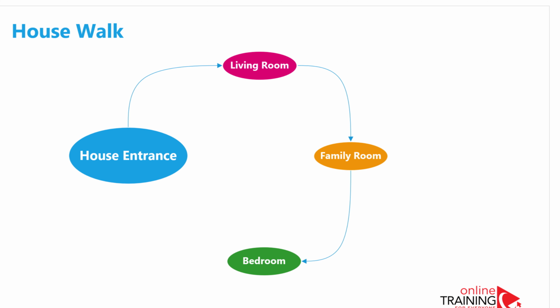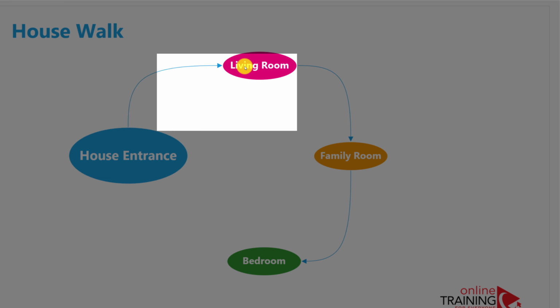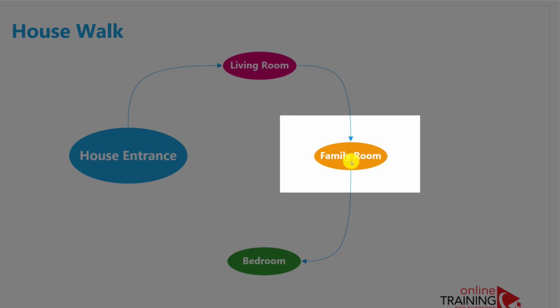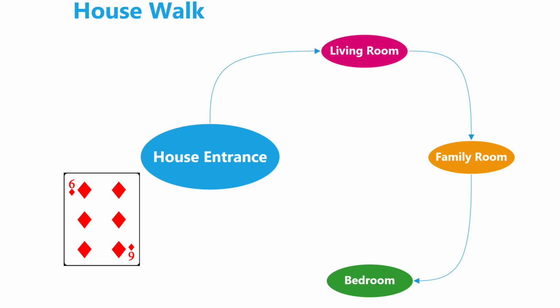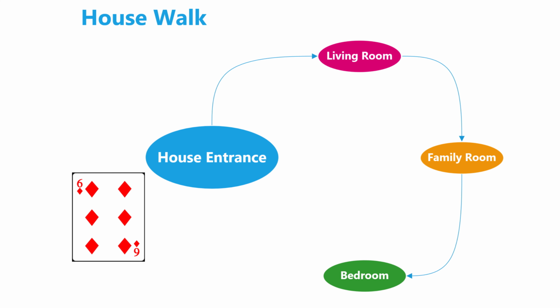Everybody lives somewhere, and wherever you live, you might have a house entrance, living room, family room, or bedroom, or some variations of those. First, you build a path of how you are going to walk through the house. You enter through the entrance, then you go to the living room, then you go to the family room, and then you go to the bedroom. Let's say that you're trying to memorize six of diamonds and associate it with the front entrance.